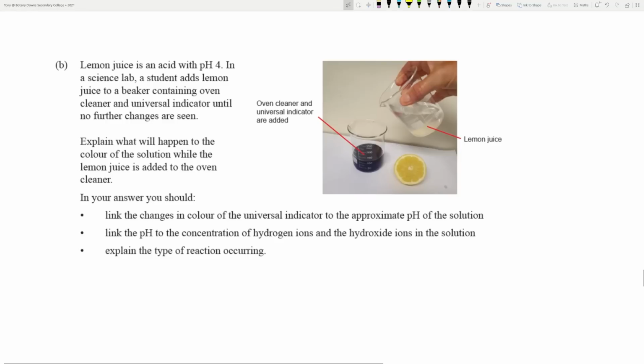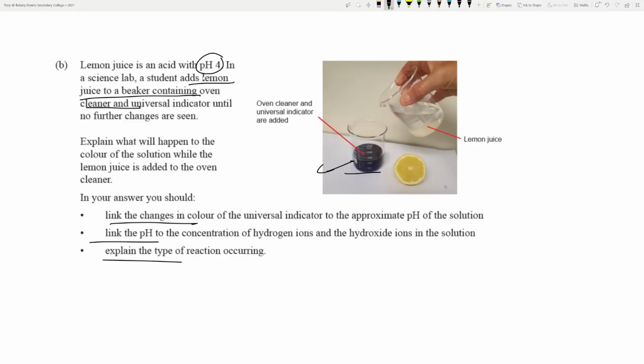Now let's have a look at this. So lemon juice is an acid with pH 4. So if it's pH 4, you are starting with a yellowish color, and you're adding lemon juice to a beaker containing oven cleaner. And okay, so this is oven cleaner, so this is blue. They even gave you the color in the question. Oh my god, so you can actually use this to answer the question that we did just now. So we link the change.